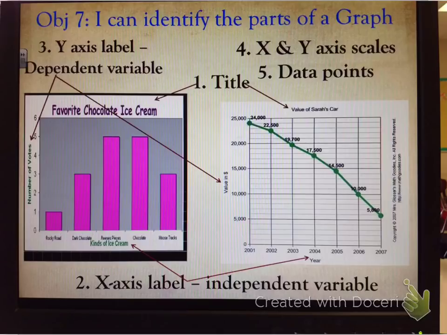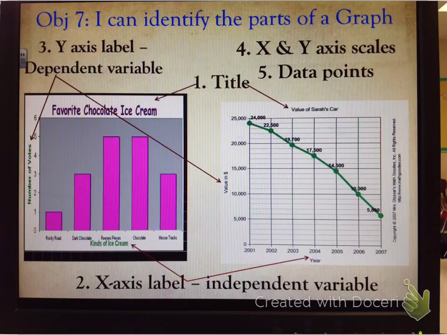So both of these graphs right here, the first one with the bars is titled Favorite Chocolate Ice Cream. And then the other graph with the line is titled Value of Sarah's Car. Now both of these graphs have a title. That's the first thing that you look for when you look at a graph. You look at the title. That'll tell you what your graph is going to be about.